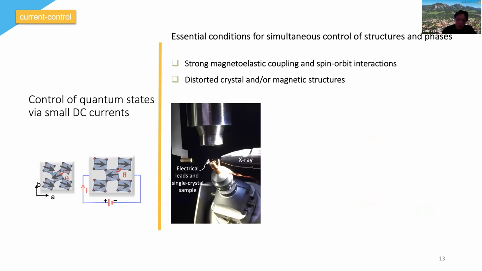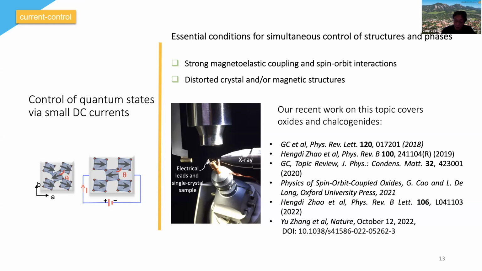There are two essential conditions for us to effectively control structures and phases. One, strong magneto-elastic coupling and spin-orbit interactions, so we have to have that. And the second is that we have to have distorted crystal structures or canted magnetic structures. This picture indicates the technique that we developed in recent years: we apply a small current while doing single crystal X-ray diffraction. In other words, we can measure lattice parameters as a function of current as well as temperature. This is the temperature control device. We have used this technique on a range of materials, including oxides and chalcogenides, and these are the recent works related to electrical, current-controlled properties.